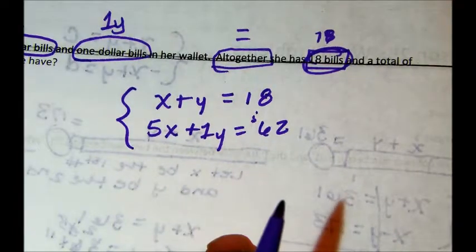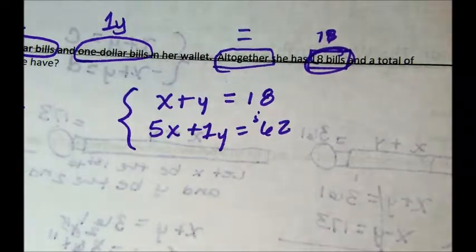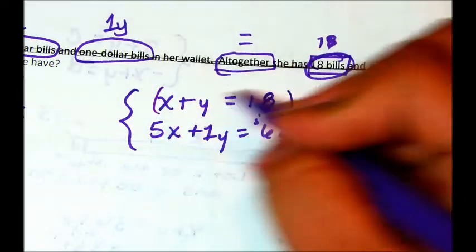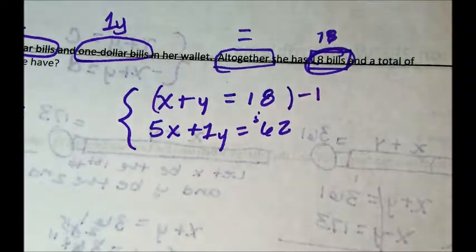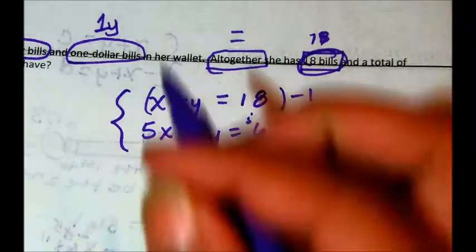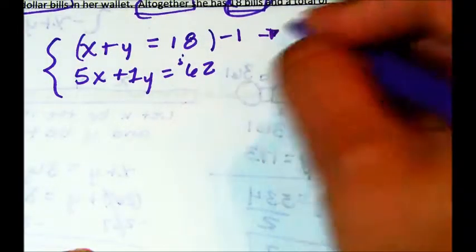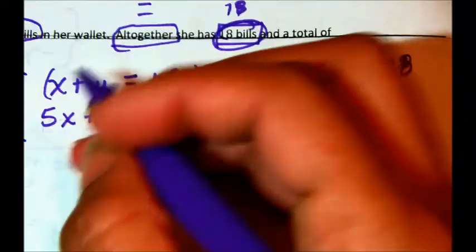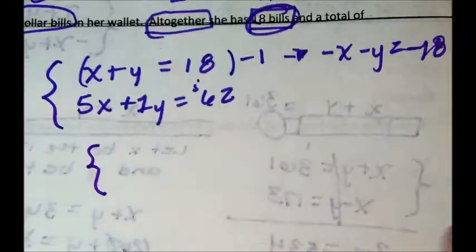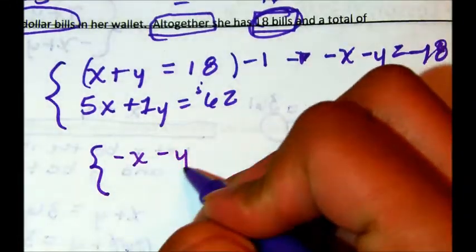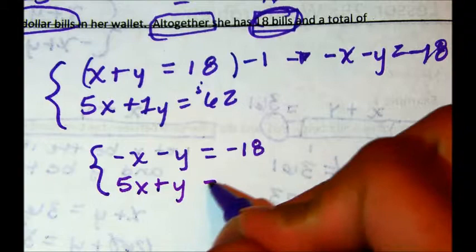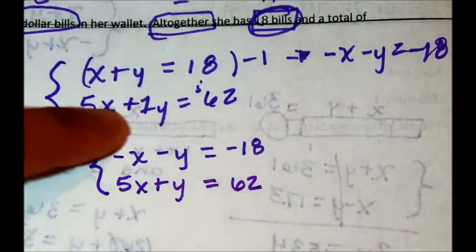So it would be easy for me to eliminate my y terms if one of my y terms was negative. How could I make one of my equations negative? I could multiply my left and my right side by -1. So I'm going to take my first equation and multiply my left and my right side by -1. And that transforms the equation. It's going to take the opposite of every term. I'm about to rewrite that so we can see that better. So the new system of linear equations I'm evaluating is -x minus y equals -18 and 5x plus y equals 62. Notice I dropped off that one y.